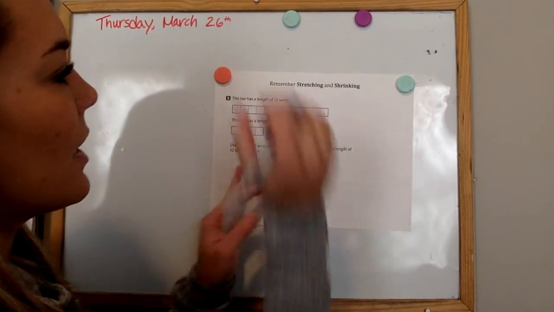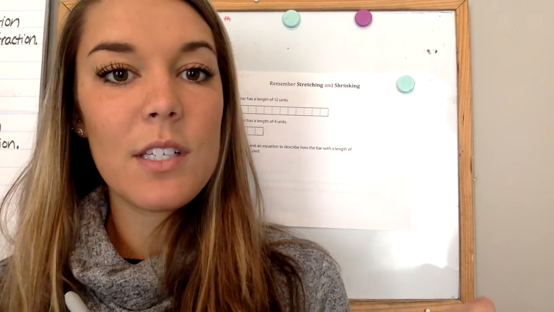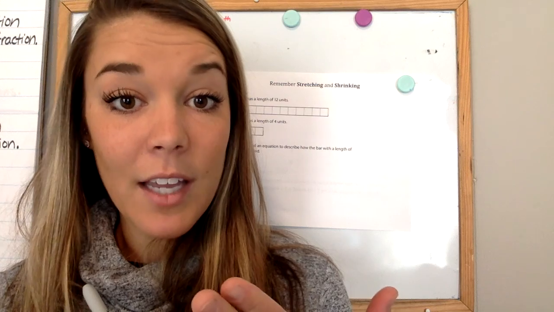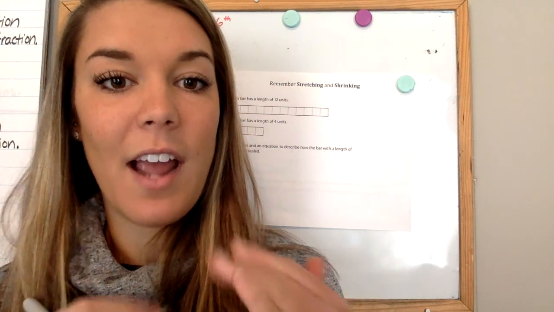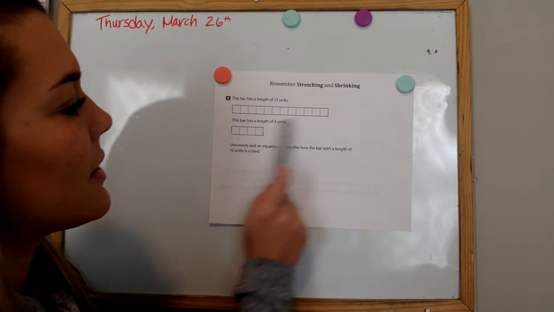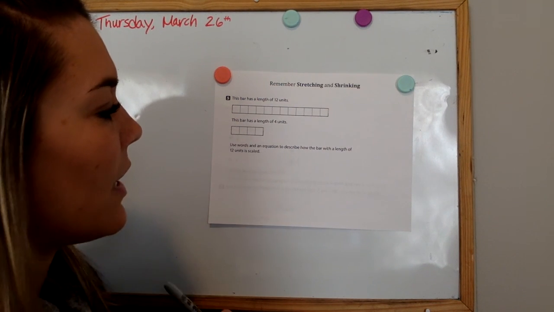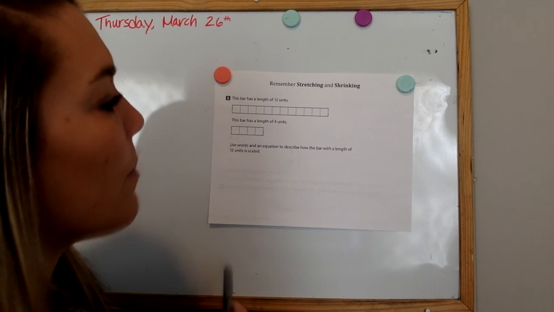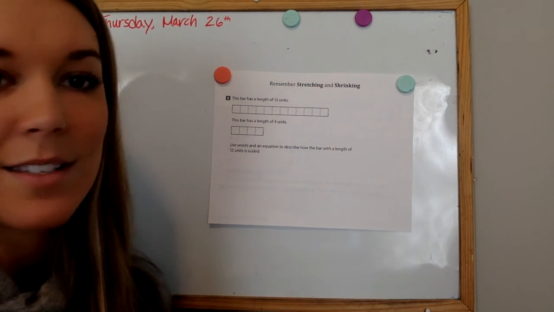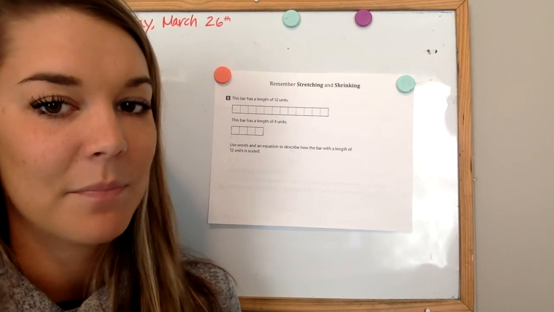We remember stretching and shrinking, right? Most of the time this is going to be doubling or dividing in half. So here it says this bar has a length of 12 units. This bar has a length of 4 units. Use words and an equation to describe how the bar with a length of 12 units is scaled. So this one's just a little different than the doubling, right?